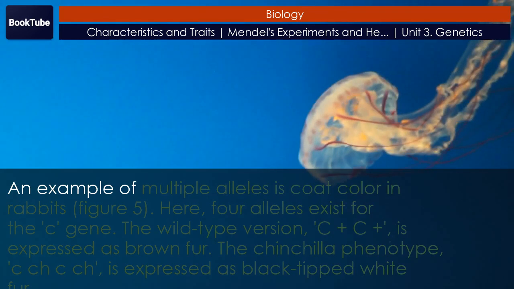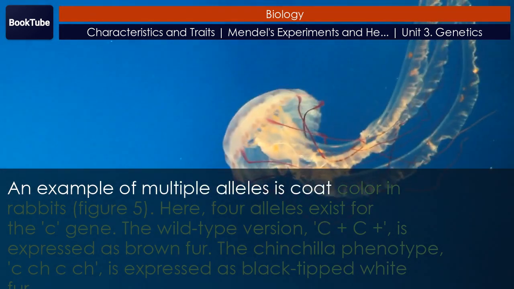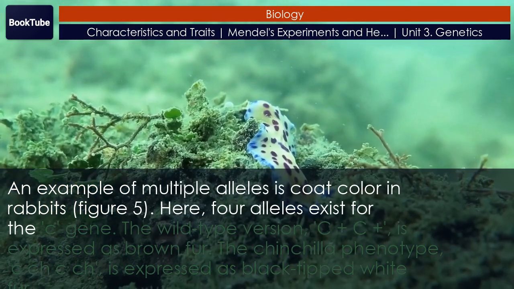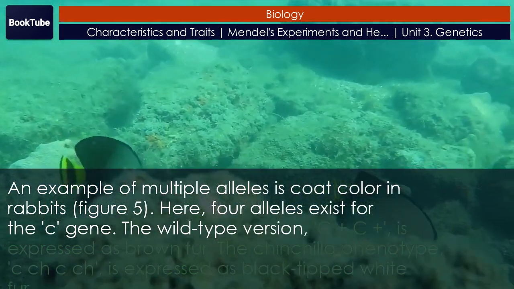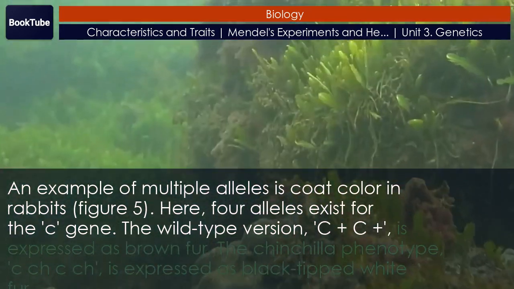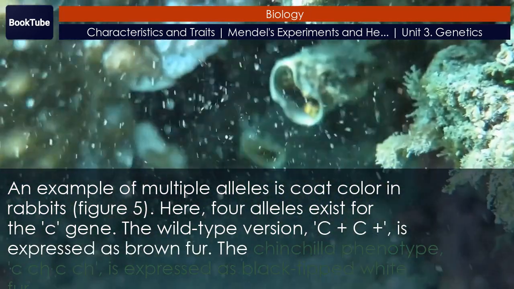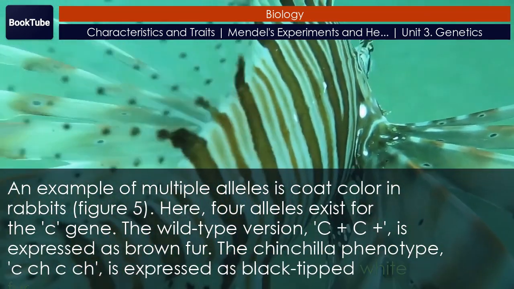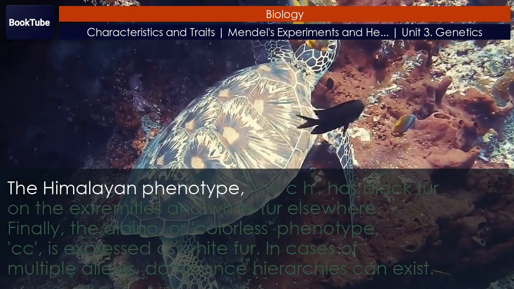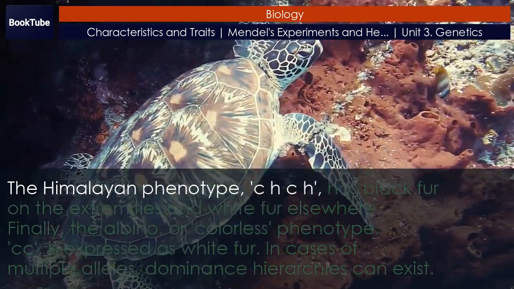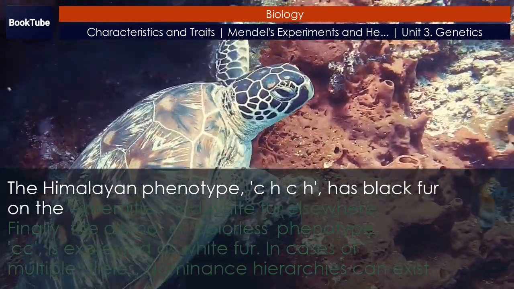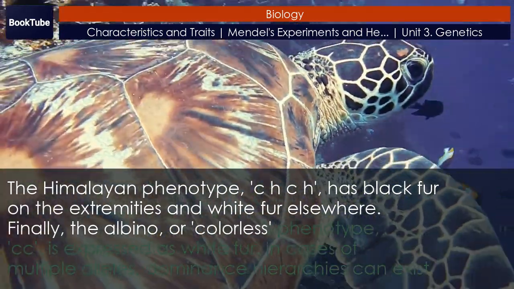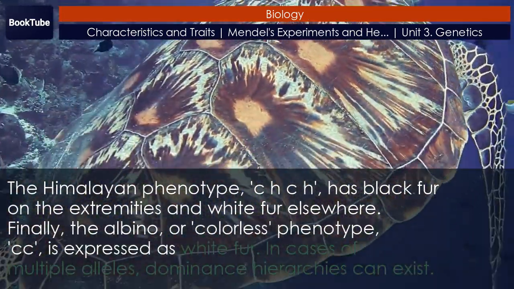An example of multiple alleles is coat color in rabbits. Figure 5. Here, 4 alleles exist for the C gene. The wild type version, C+C+, is expressed as brown fur. The chinchilla phenotype, CchCch, is expressed as black-tipped white fur. The Himalayan phenotype, ChCh, has black fur on the extremities and white fur elsewhere. Finally, the albino, or colorless, phenotype, cc, is expressed as white fur.